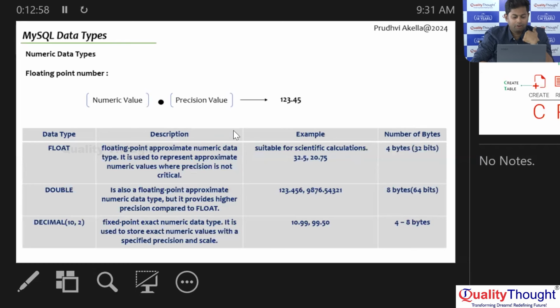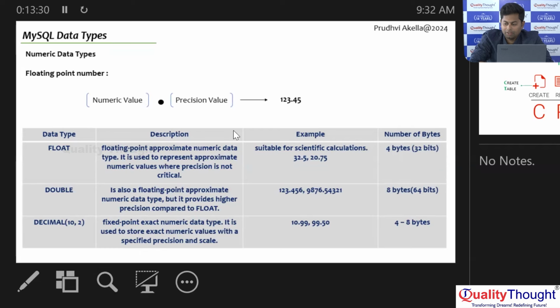So now we also have something called floating point numbers. In the way that we have whole numbers, we also have floating point numbers. So what are these floating point numbers? Floating point numbers are a combination of numeric values along with precision values. An example of a floating point number is 123.45. So 123 is a numeric value and 45 is a precision value.